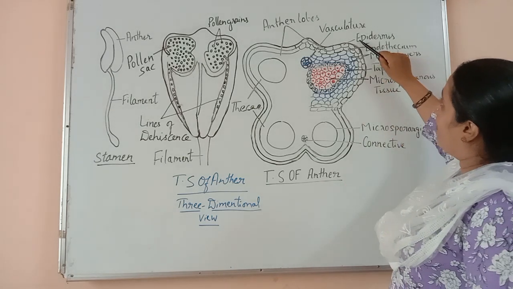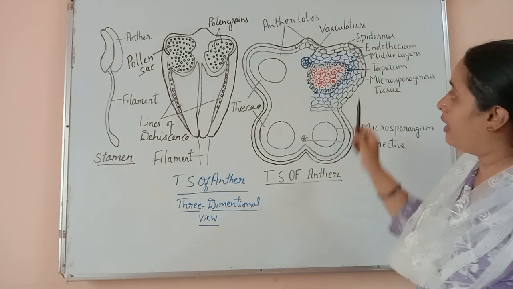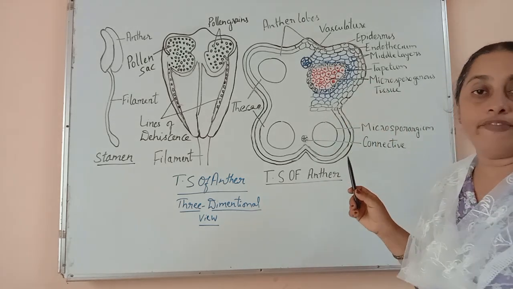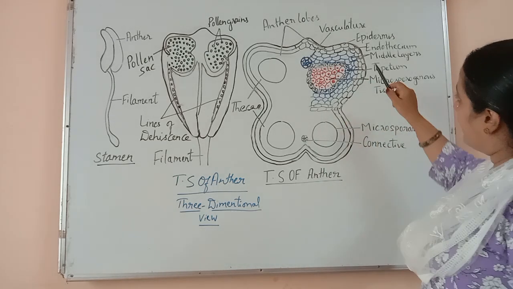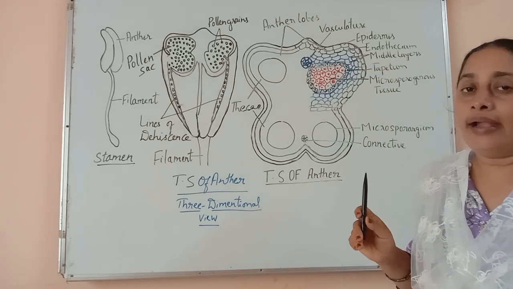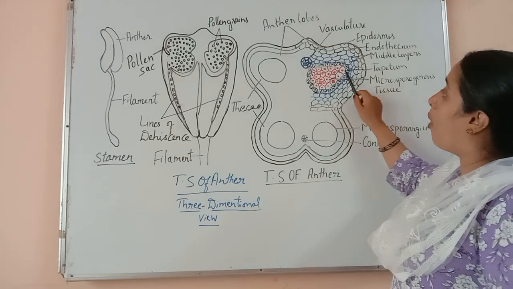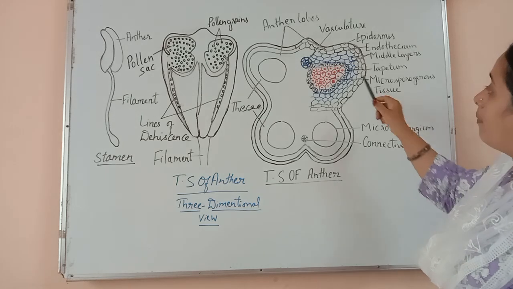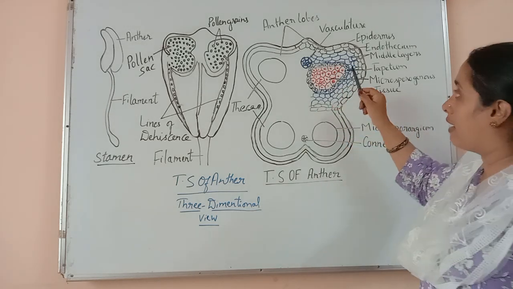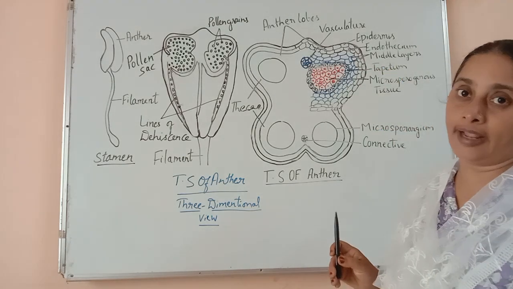Usually, along with the epidermis and endothecium, the middle layer also helps in giving protection to the microsporangium present within the anther, and secondly, it also helps in anther dehiscence. And by the time the microsporangium matures and becomes a pollen sac, and the pollen grains are formed within the pollen sac, at that time the middle layer cells start degenerating.